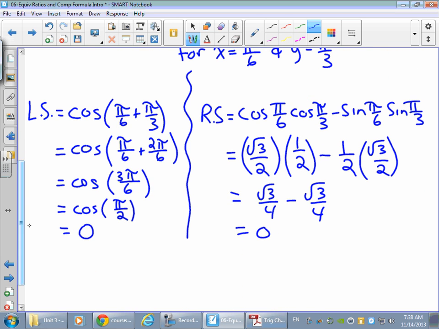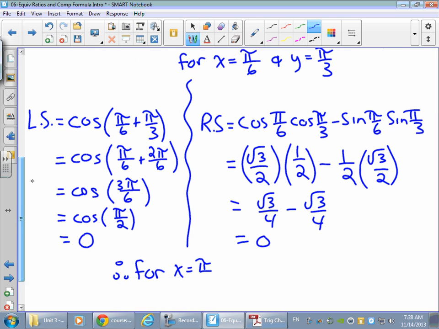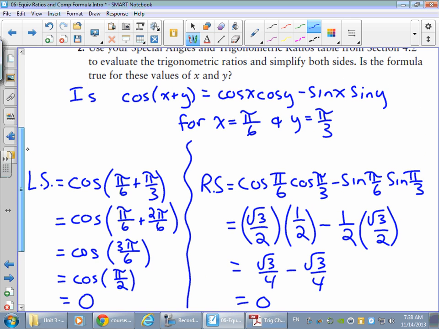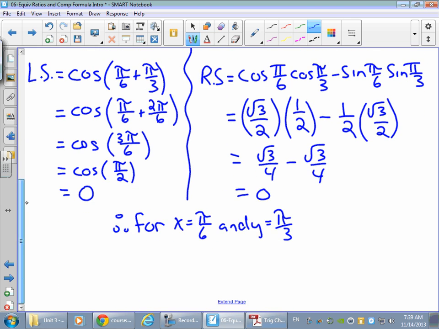And then basically what I get to is I recognize that, I suppose I could say, therefore, for x equal to pi over 6 and y equal to pi over 3, the formula cos of x plus y equals that is true.